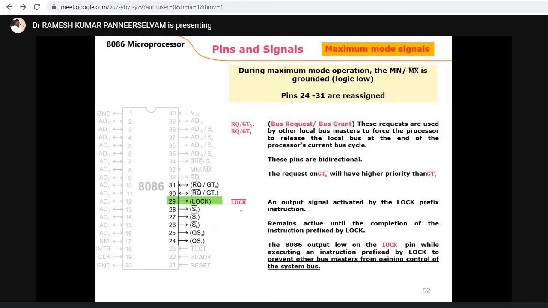And the last one is the lock signal. An instruction which is prefixed with lock indicates that that particular portion of the instructions remains locked, and the execution of the lock-prefixed instruction prevents other bus masters from gaining control of the system. So any instruction prefixed by lock indicates that that portion of the program holds the system bus until the lock is released.